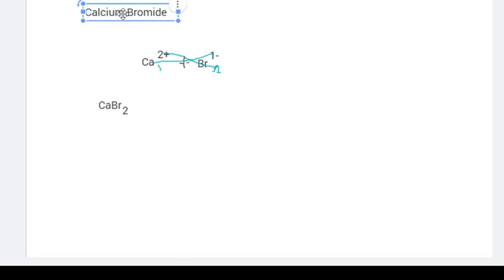So, ito yung first name niya, calcium, Ca2+, and then the bromide is bromine, that's negative 1. Okay? So, that is the formula for calcium bromide.